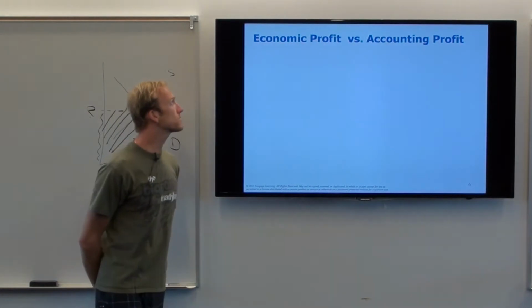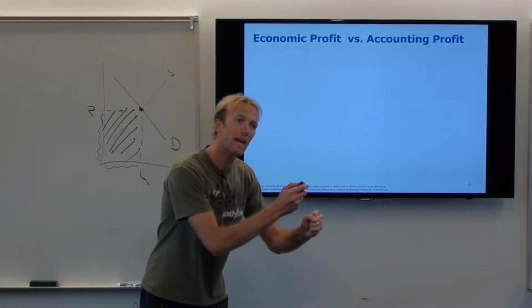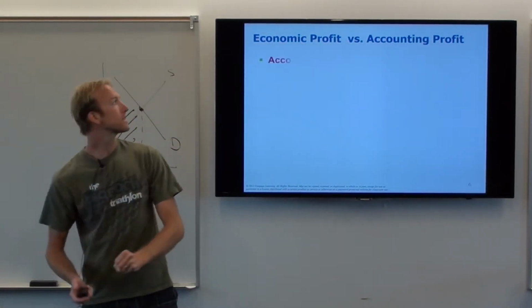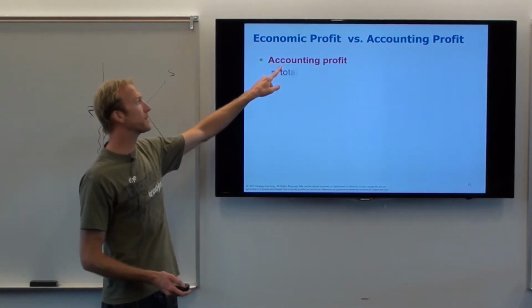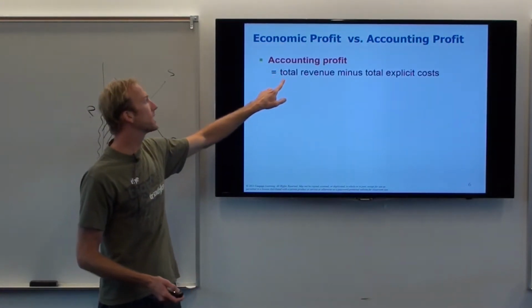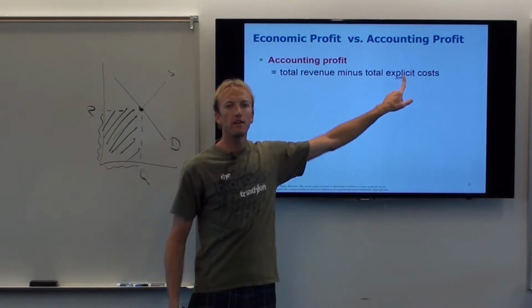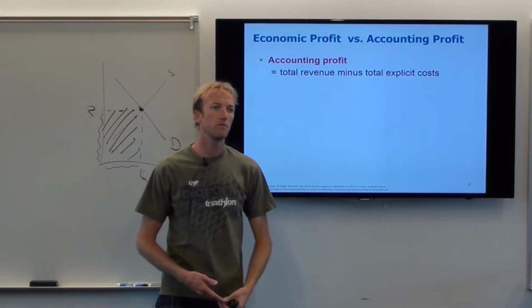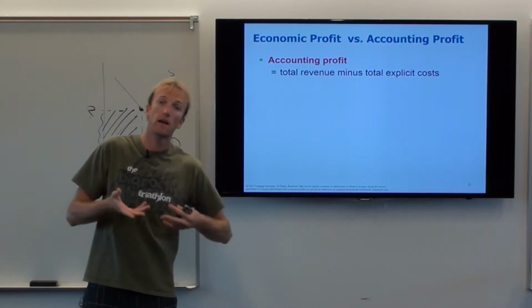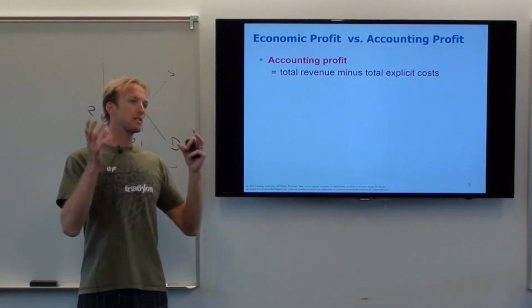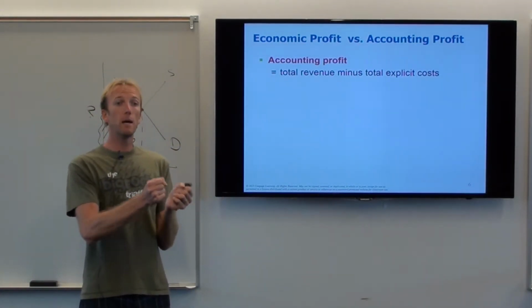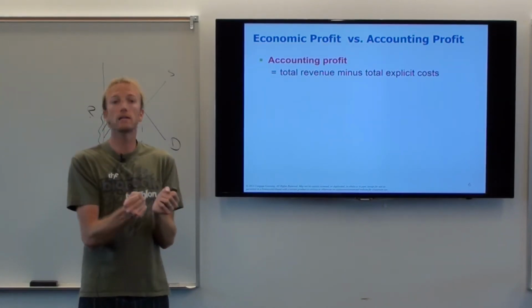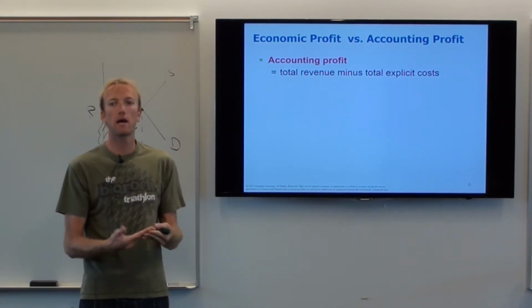Okay, so this leads us to our next topic when we look at economic profit versus accounting profit. So accounting profit is what you're very familiar with. It's total revenue minus the explicit costs. This is what your accountant can do if you're a factory owner. Your accountant at the end of the year takes the total amount of dollars that you had come in minus the total amount of dollars that you had come out, and he comes up with some number, accounting profit.